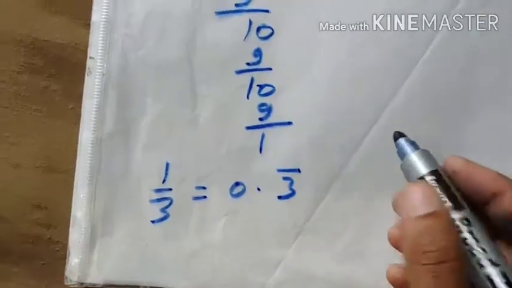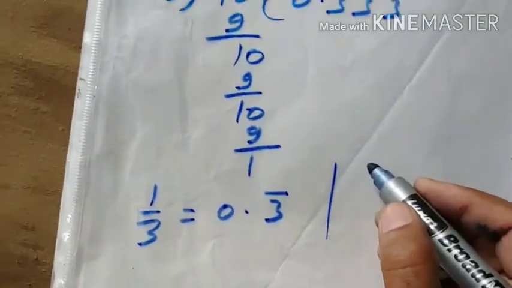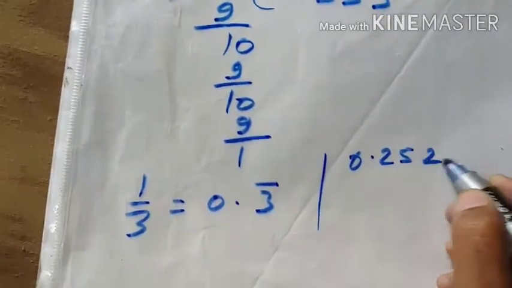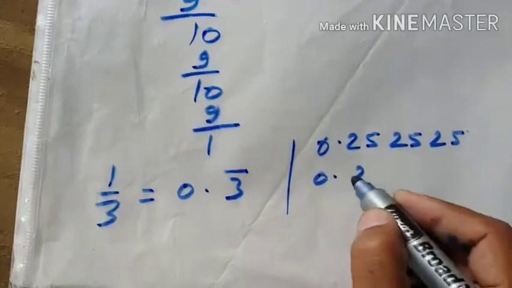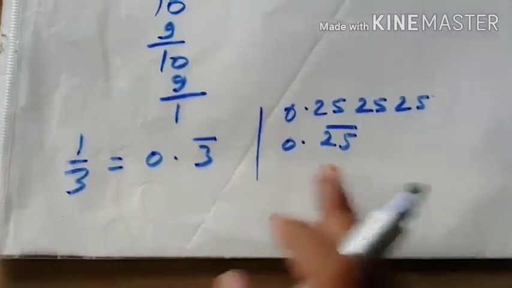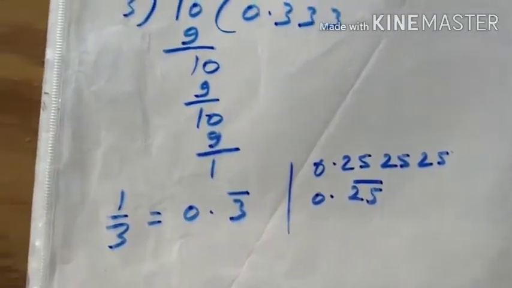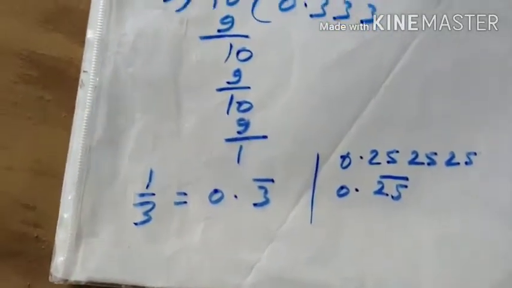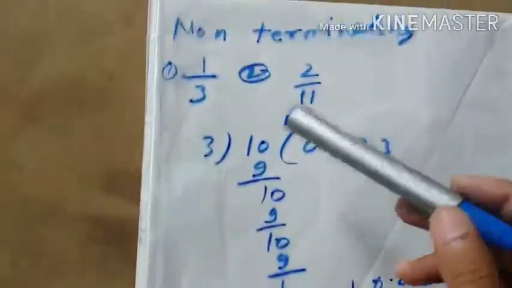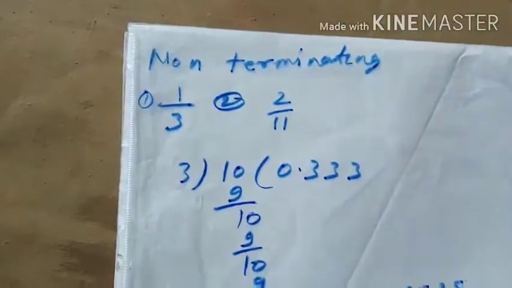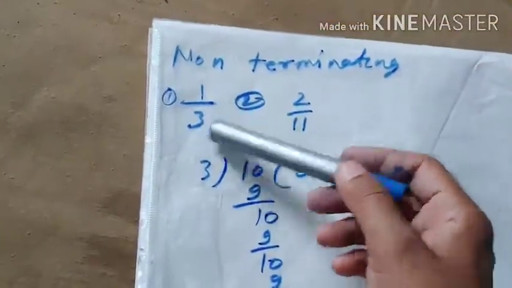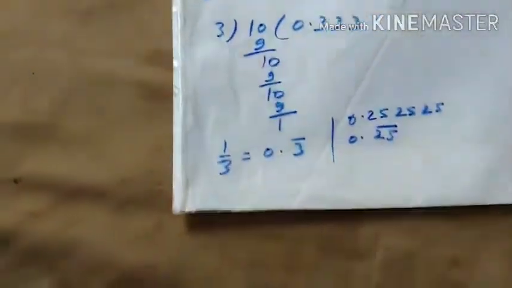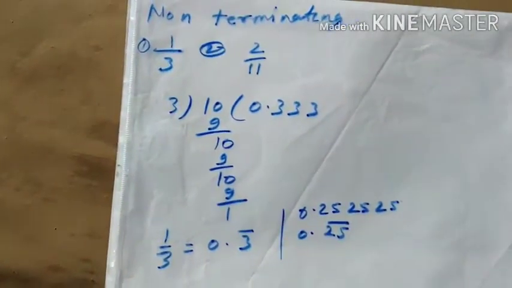Suppose another number is repeating in this type of question, in this 0.25 25 25, then you can write it here 0.25 bar, because 25 is repeating. So this is repeating, not terminating. Okay, so you can say that it is a non-terminating term. 1 by 3 is a non-terminating term. Here in the denominator, no 2 is here, or you can say a multiple of 2 is not here.